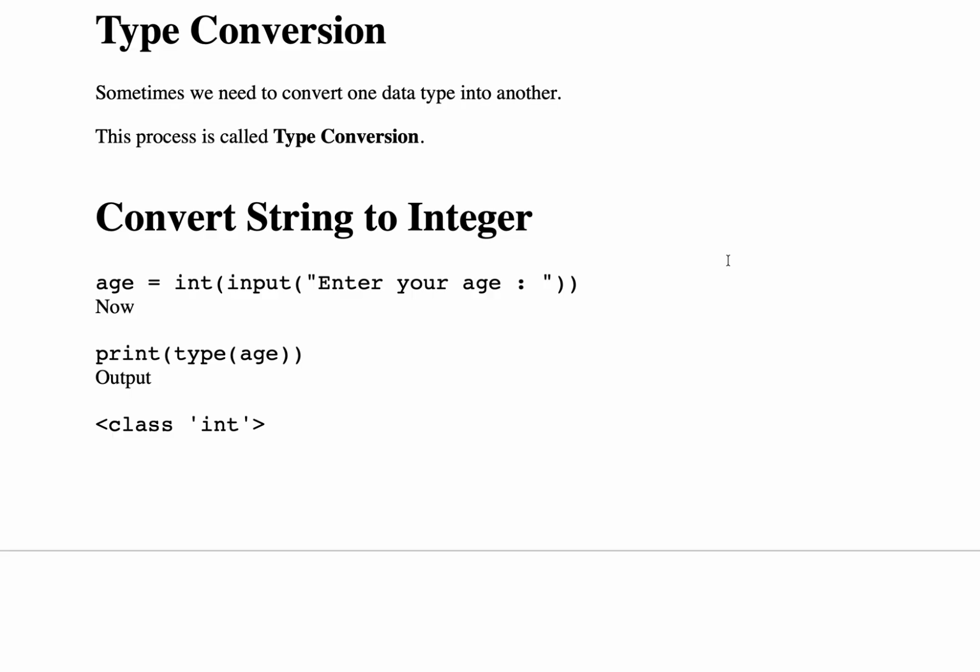Print age. Now if the user enters 20, Python stores it as an integer. We can even verify it. age = int(input("Enter your age")), print(type(age)). The output will be class int.